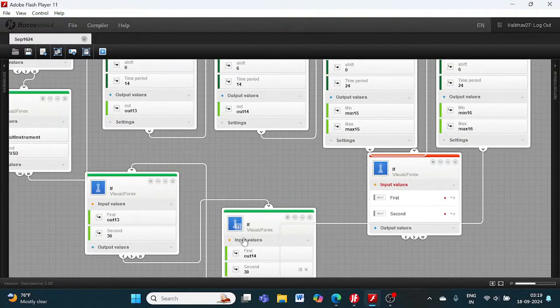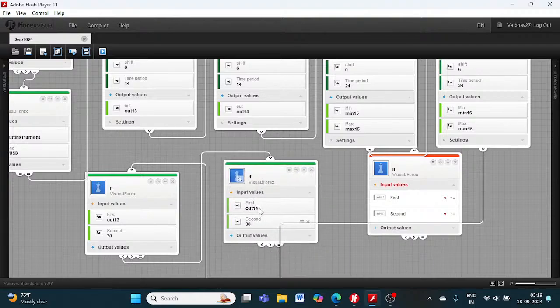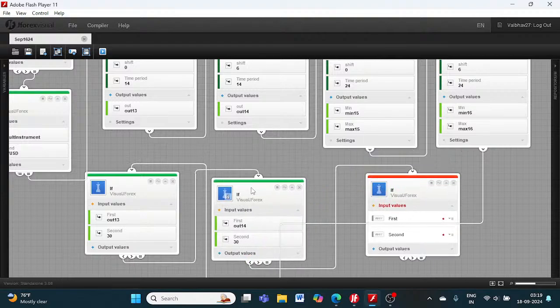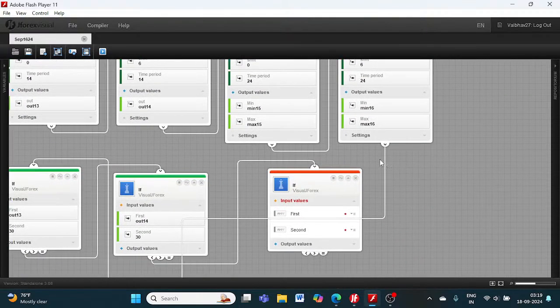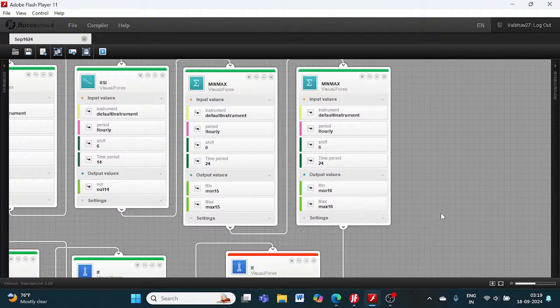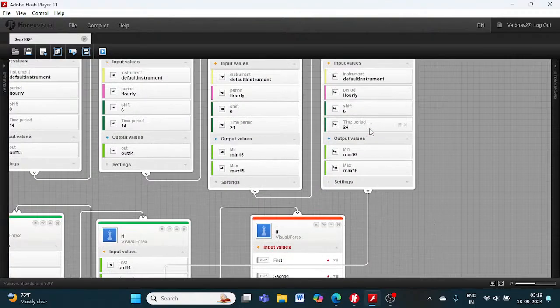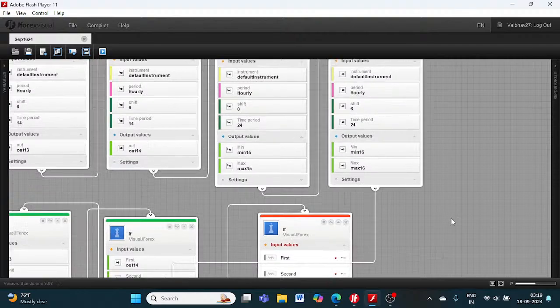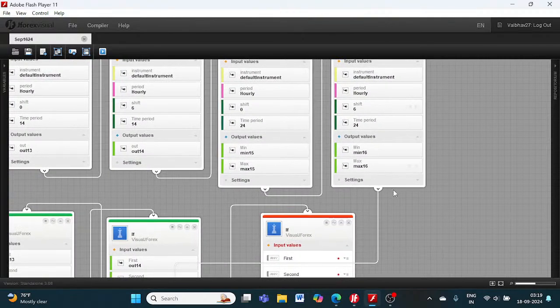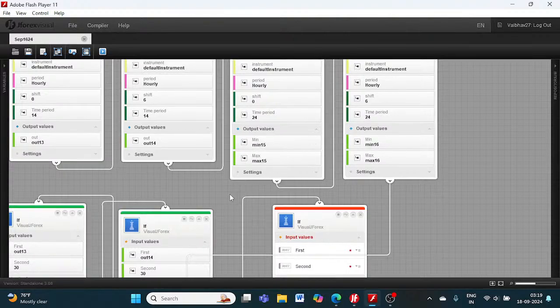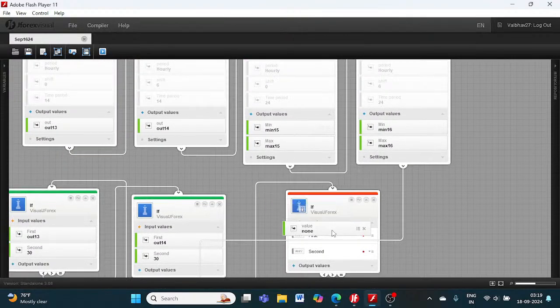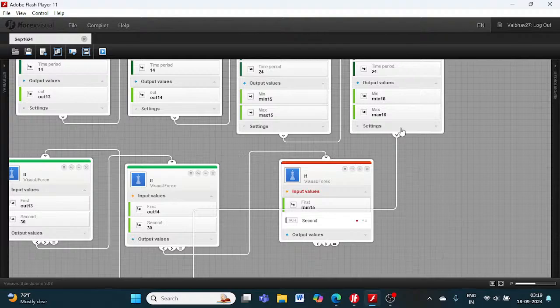Then we start looking at the min-max conditions. This needs to be below 30. All right. After that, the minimum value needs to be compared. Current minimum needs to be greater than or equal to the minimum value 6 hours back. So I'm going to add this min max value.